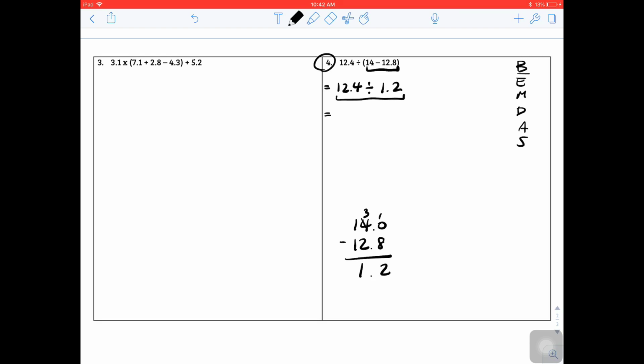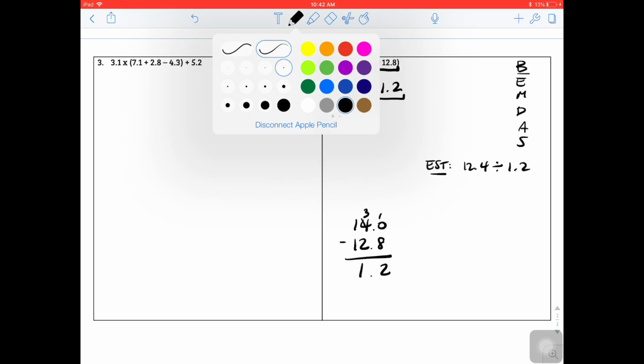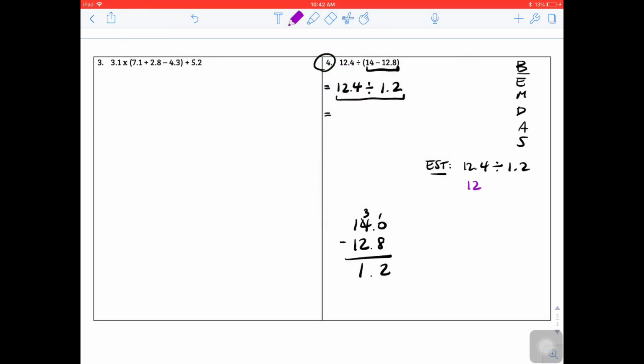So first, we're going to do an estimate down here. You know that 12 4/10 is the original divided by 1 2/10. My estimate will probably be, and I'm just going to do this in a different color, 12 divided by 1. So I'm following the decimal benchmark. Our estimate's going to be around 12, so our answer should be around 12.